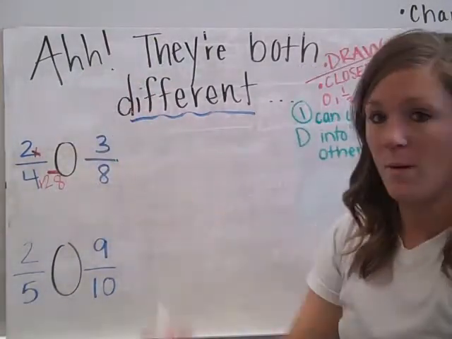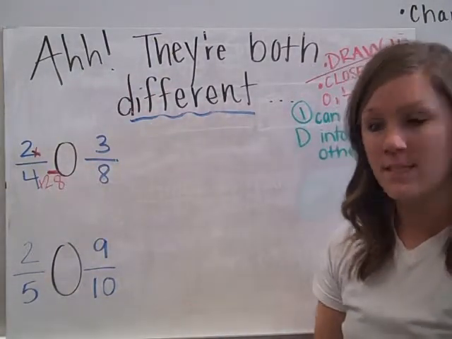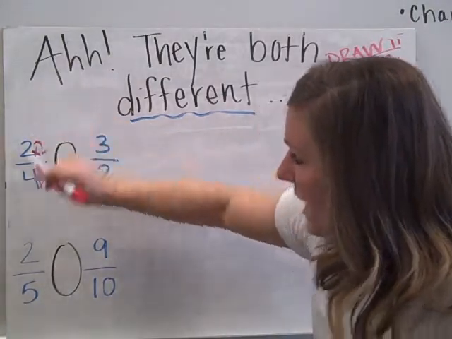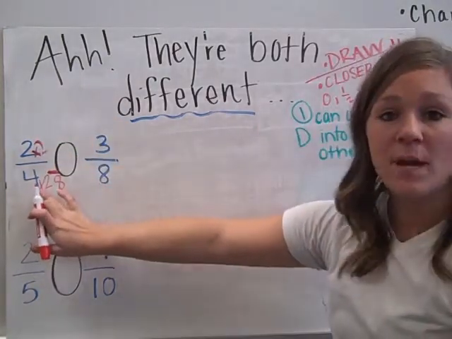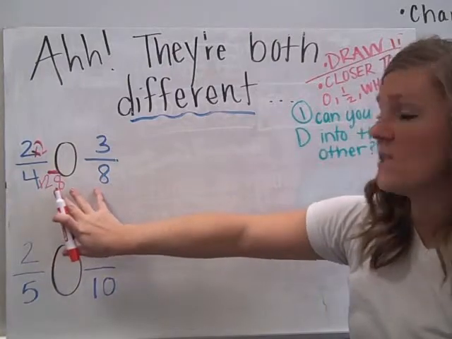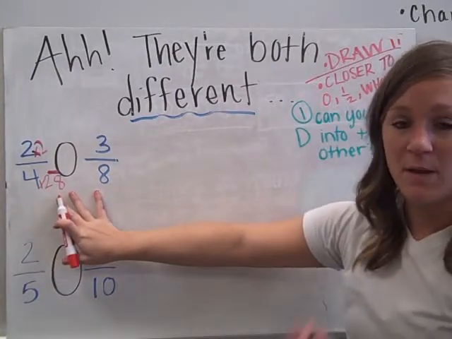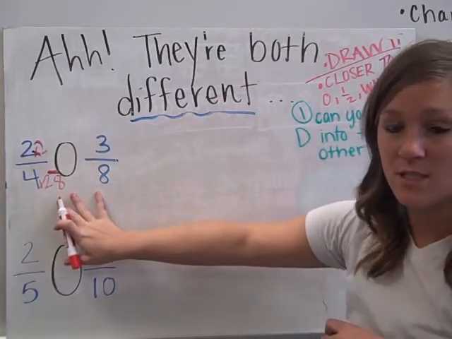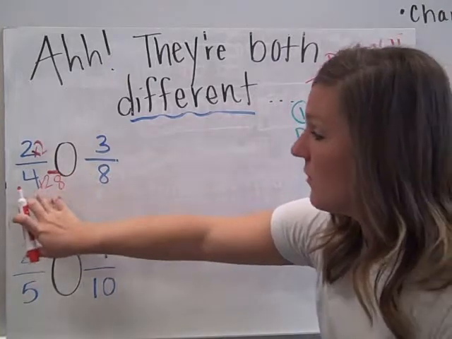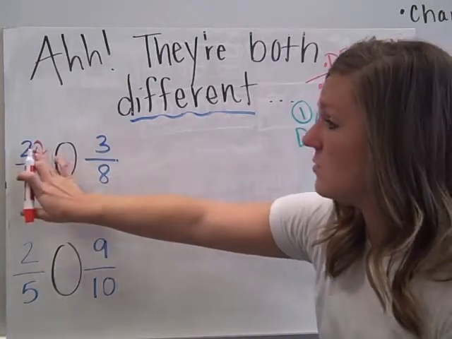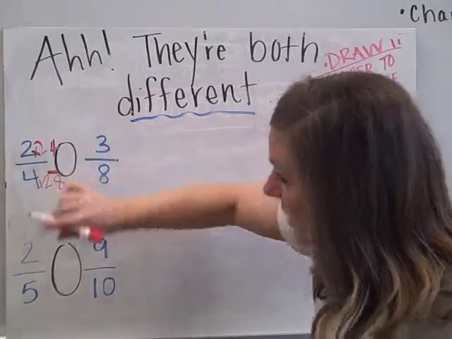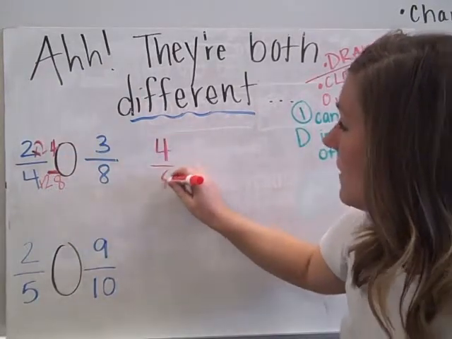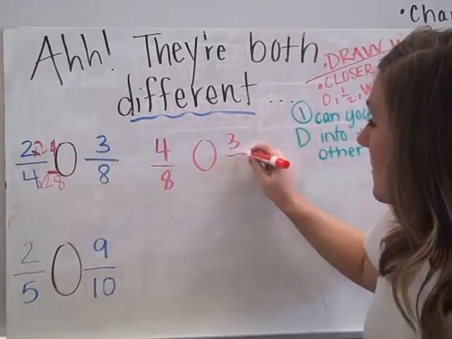So what do I multiply the top by? The same thing as I multiplied the bottom by. So again, I multiplied by 2 because I want to get my denominators the same. Comparing denominators is much, much easier than the numerators. So 4 times 2 is 8, and 2 times 2 is 4. So now I'm comparing 4/8 to 3/8.